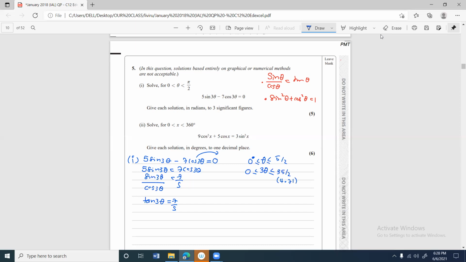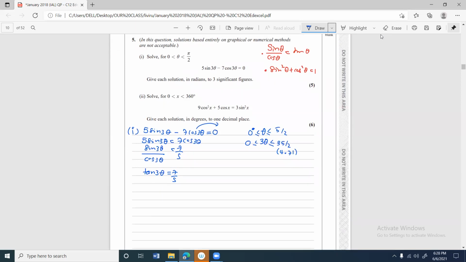Now what you can get here is this. So you can say 3 theta equals tan inverse 7 over 5. Now we need to find the solutions for 3 theta during this range. Then only you get the solutions for theta which fall into the range of 0 to pi by 2. Okay, we'll go ahead with this. 3 theta equals tan inverse 7 over 5.